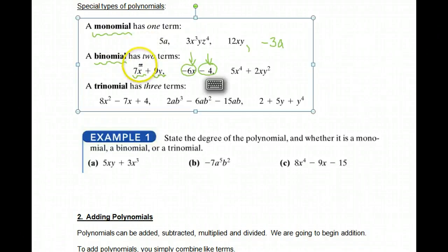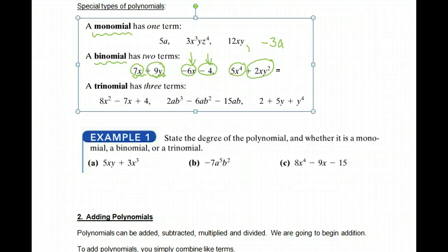Just like our first problem, we have positive 7x and positive 9y. Those are my two terms, but when I put them together, I simply read them as addition. And lastly, I have 5x to the fourth plus 2xy squared. And my two terms are positive 5x to the fourth and positive 2xy squared.